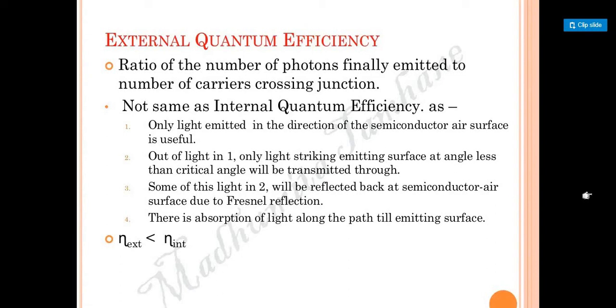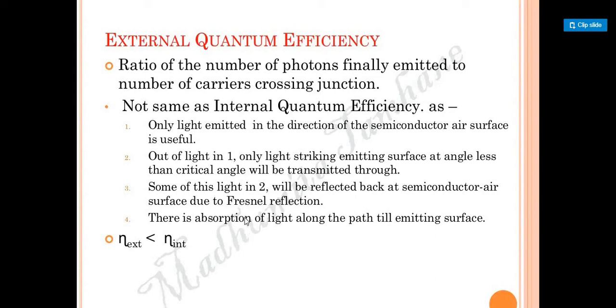So there is absorption of light along the path till the emitting surface. Whenever we pass light through toward the internal quantum efficiency, it is also going to emit on the surface as well. So the external efficiency is always less than the internal quantum efficiency. Clear? So those are the parameters we have.